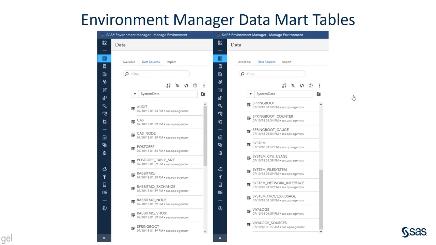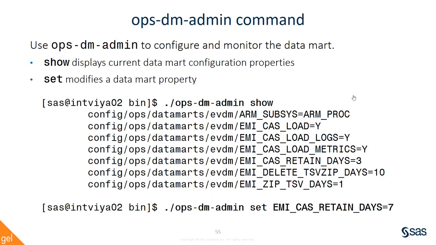Don't expect you to remember this, but this is just a list of all the Environment Manager data mart tables. So you see things from audit to RabbitMQ to logs. All of these are simply tables in CAS. They're available for you as an administrator to create reports from. So if you don't like the ones that come with the system, the tables are there. Just build your own VA reports. Really interesting.